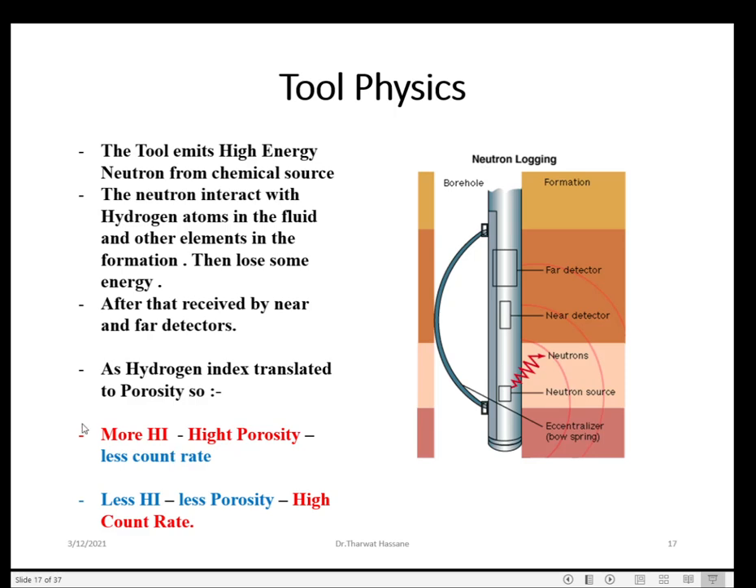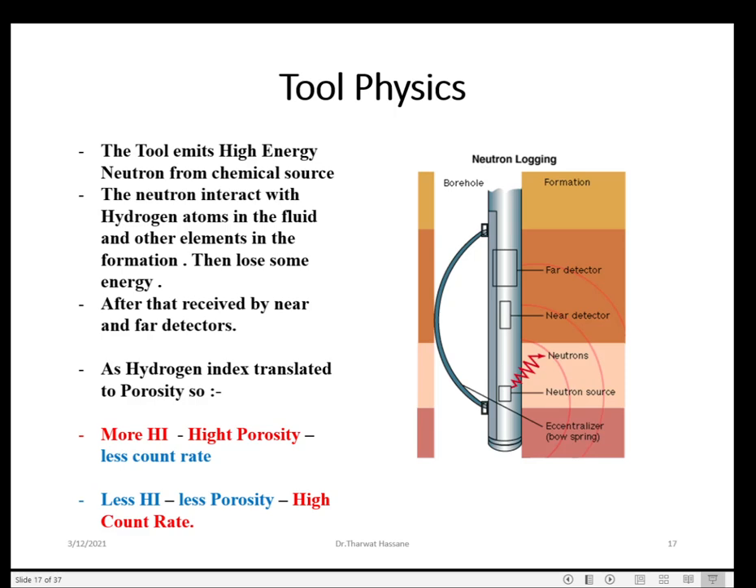As I mentioned to you, more hydrogen index in this case will be high porosity, but it will be less count. Less hydrogen index, less porosity, high count. Why is the count rate already opposite to the hydrogen index? Because what are we counting? We are counting the neutrons coming back after they collide with the hydrogens.